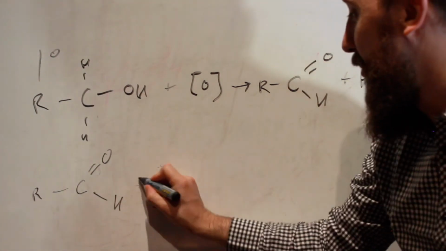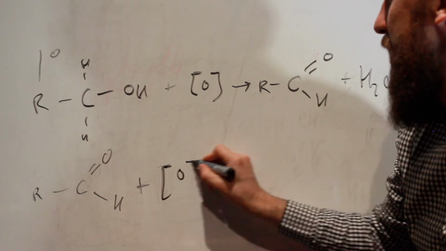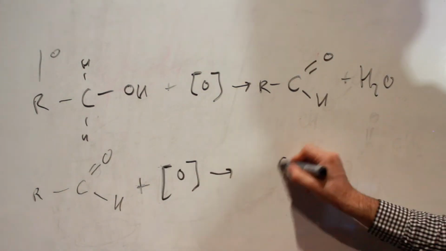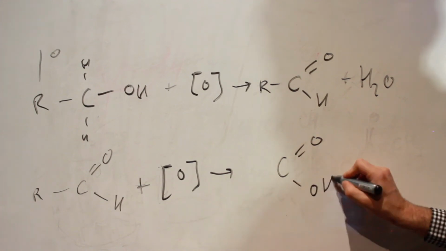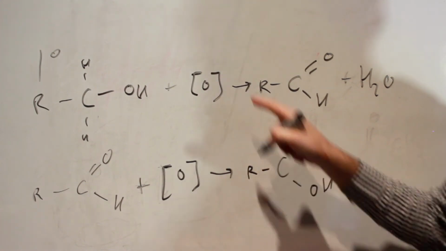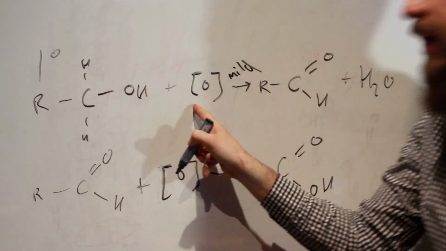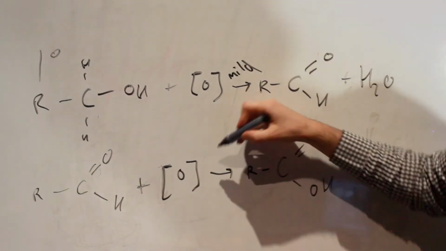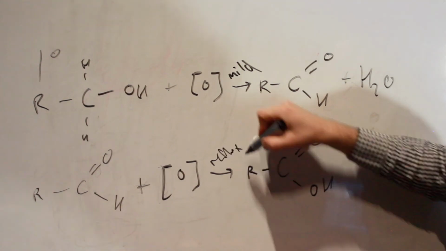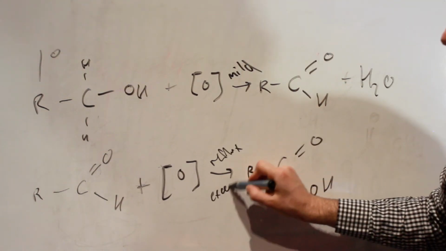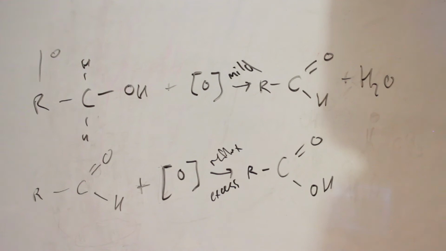There we go. Plus the oxygen atom like that, and we get the carboxylic acid. So this is under mild conditions. So this is just warmed with dichromate. This is refluxed with excess of the oxidizing agent. So much harsher reaction conditions, but still very easy to convert the primary alcohol through to the carboxylic acid.